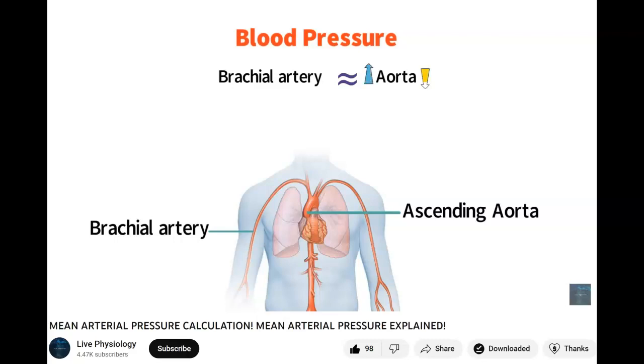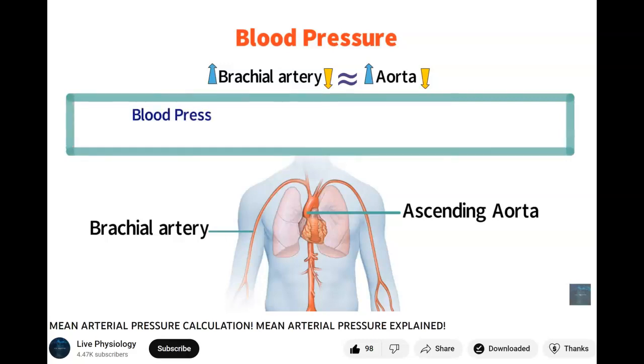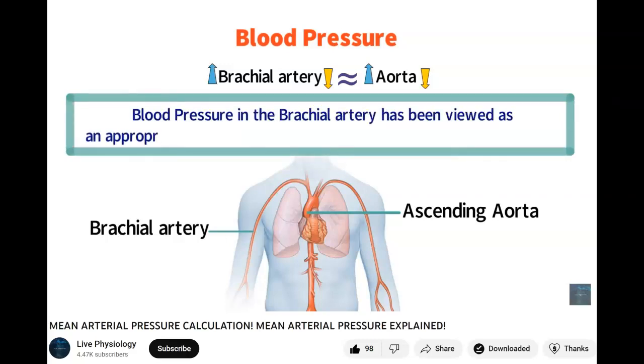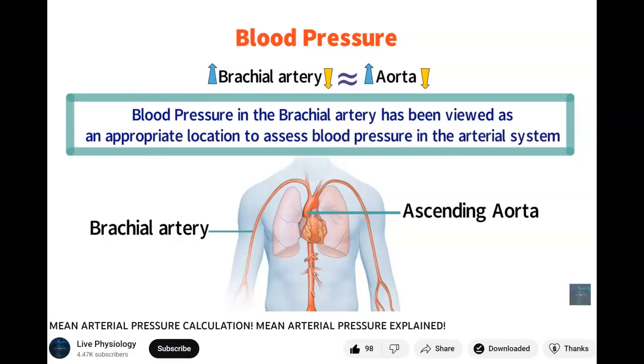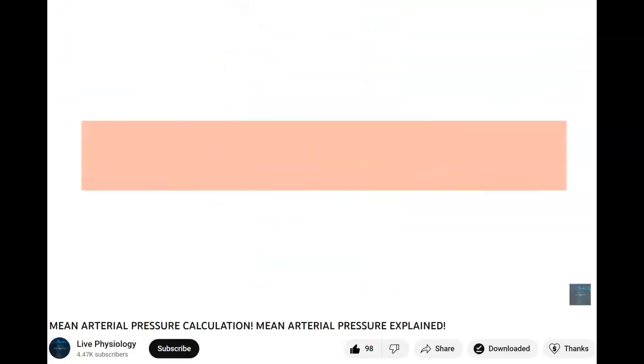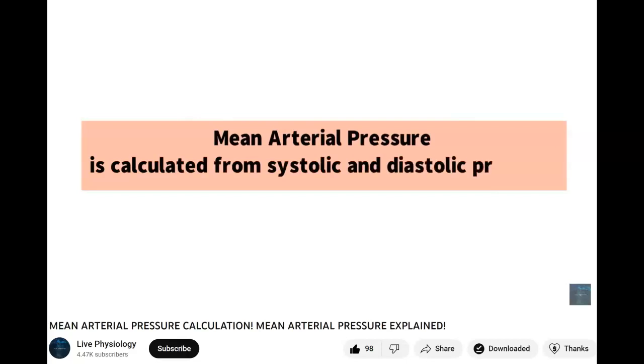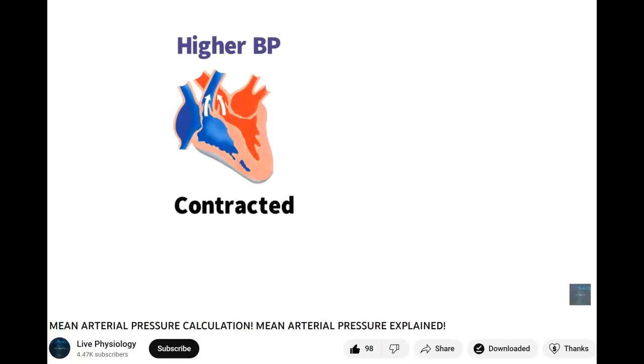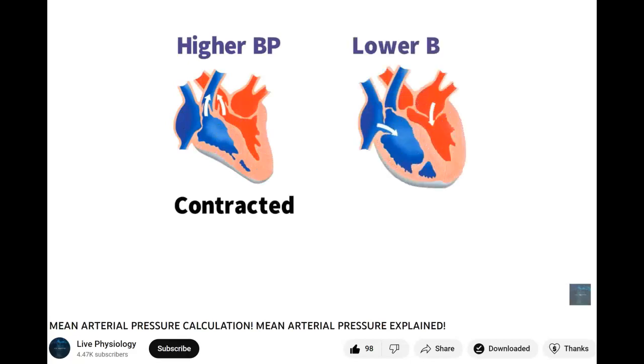Similarly, increases or decreases in blood pressure in the aorta result in corresponding increases and decreases in blood pressure in the brachial artery. For these reasons, blood pressure in the brachial artery has been viewed as an appropriate location to assess blood pressure in the arterial system. Number 2. Mean arterial pressure is calculated from systolic and diastolic pressure. Blood pressure is higher in the aorta when the heart contracts, as compared to when the heart is at rest.